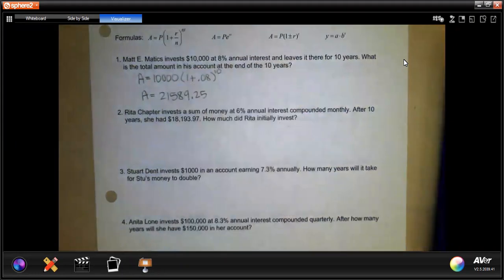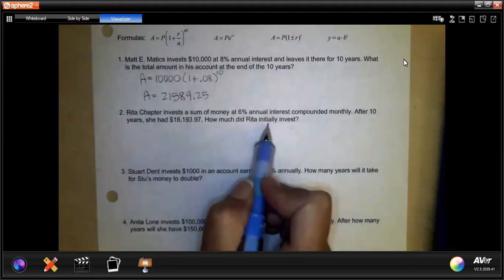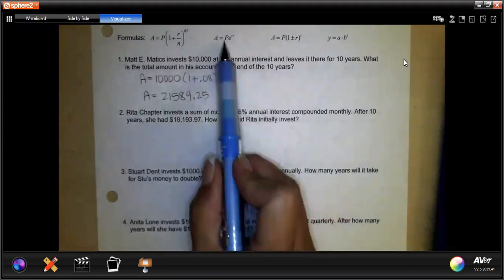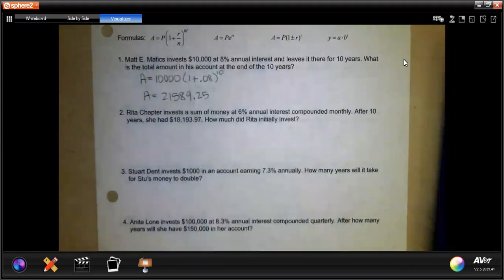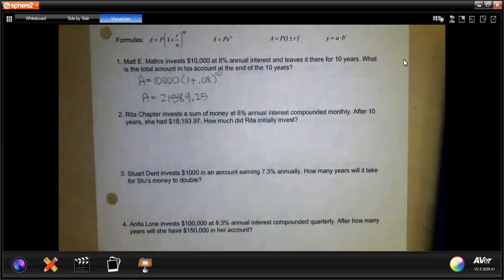All right. For our second one here, it says Rita invests a sum of money at 6% annual interest compounded monthly. After 10 years, she has $18,193.97. How much did Rita initially invest? So what we're looking for is how much she initially invested. That's that P value. So this problem is going to be a little bit harder because our variable is going to be on the side of the equation that has everything else.